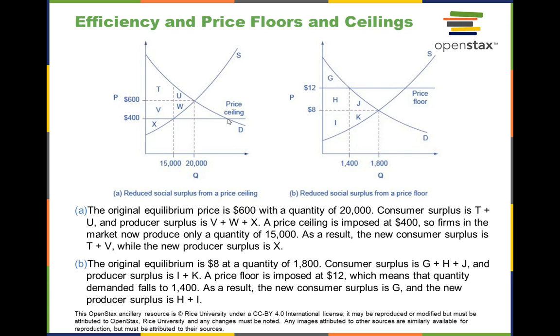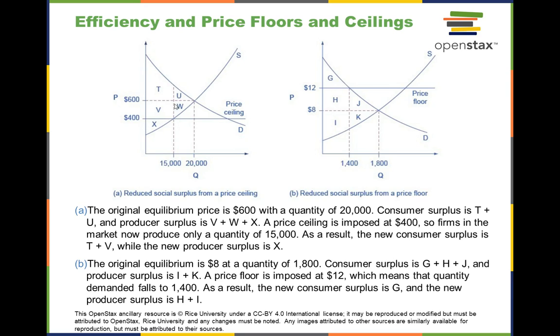So now you're going to have this many people that want to rent and only this many landlords that are going to want to provide rental units. And so remember, we actually ended up with a shortage in this particular case. So a price ceiling is imposed. So firms in the market now produce only a quantity of 15,000, but people are going to want more than 20,000 units. As a result, the new consumer surplus is going to be shortchanged.